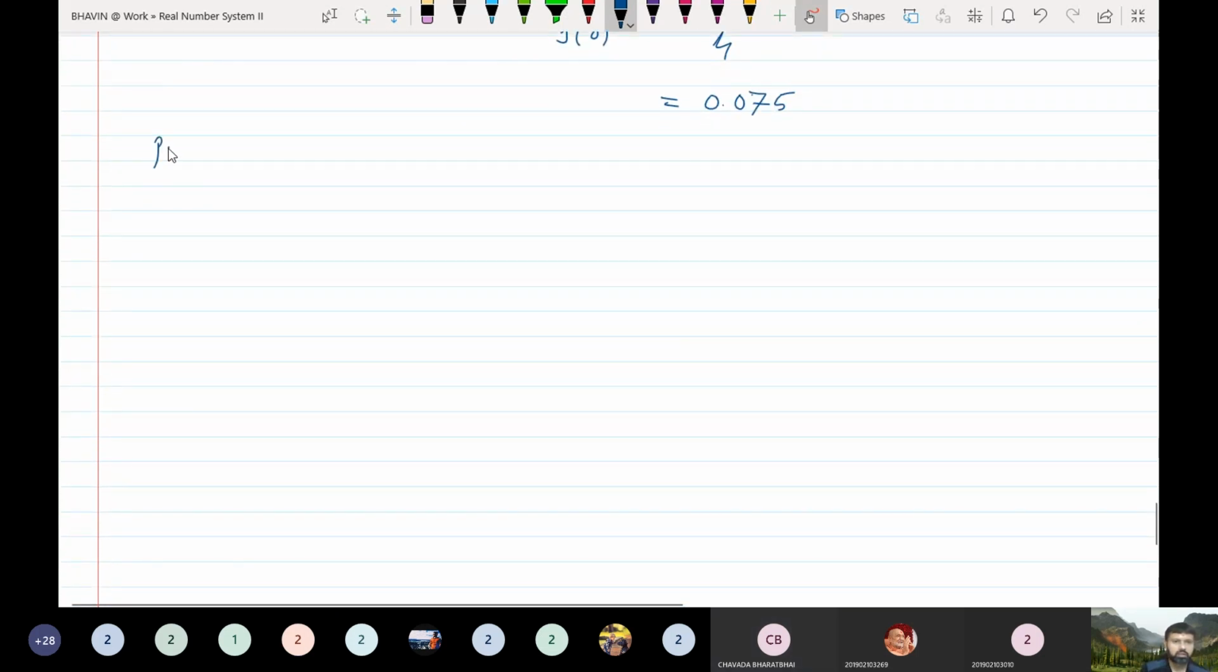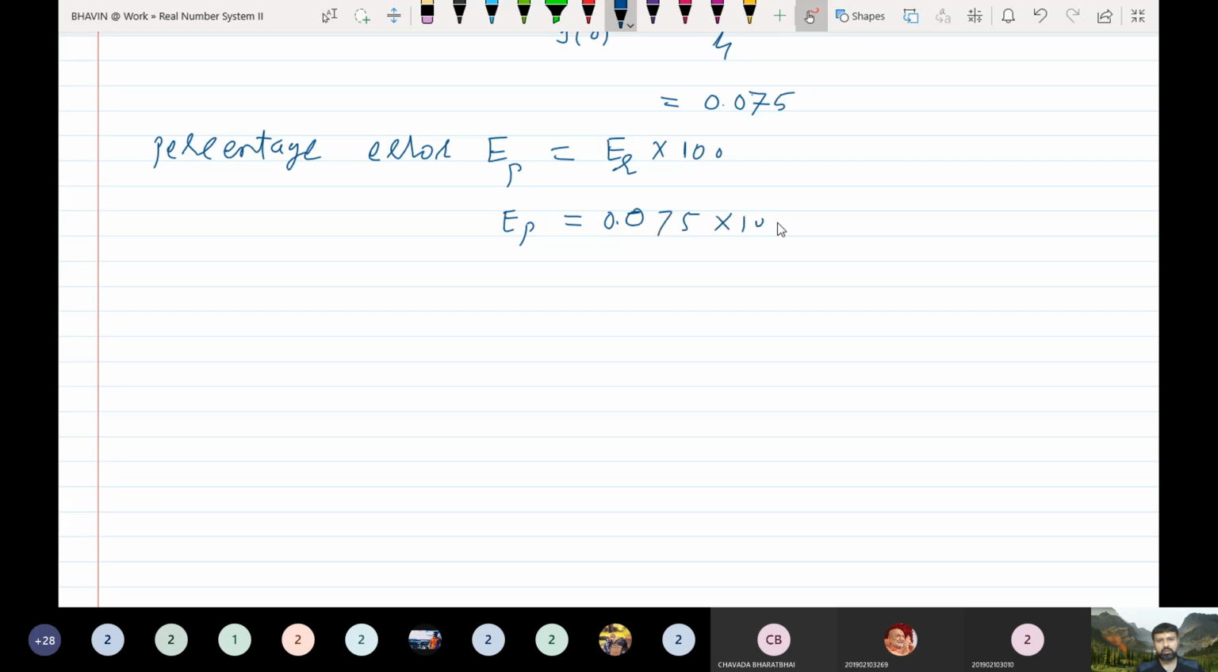Now percentage error. It is denoted by EP, and the formula of EP is ER into 100. So 0.075 into 100 is 7.5. Okay, so this is the answer.